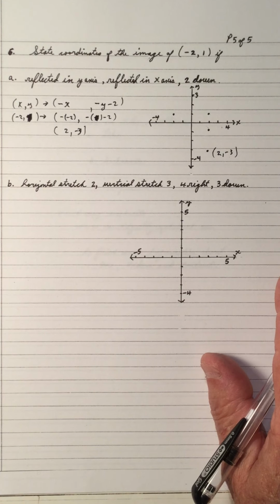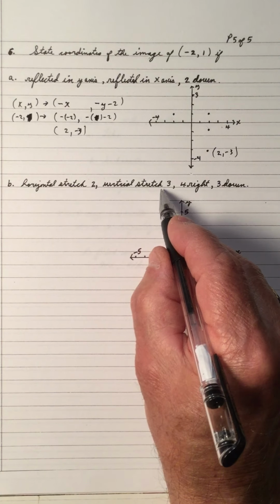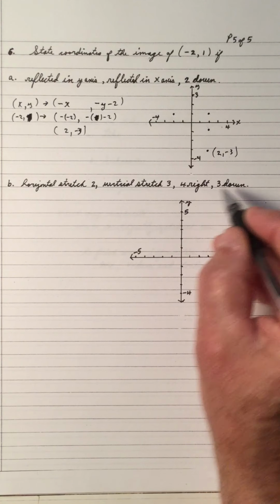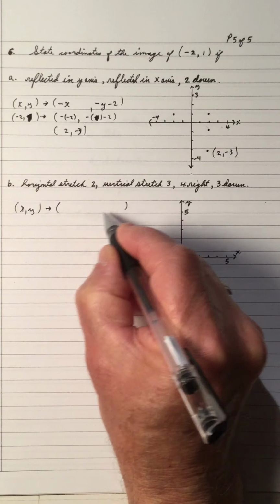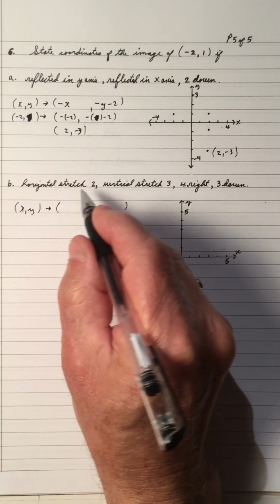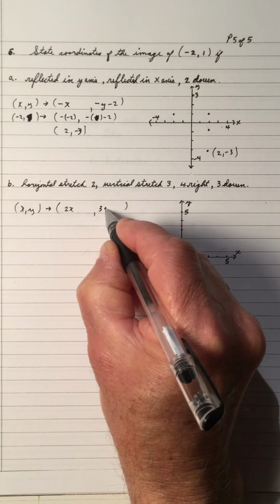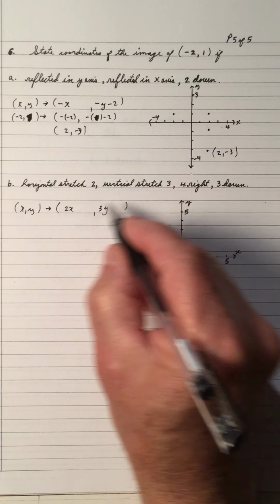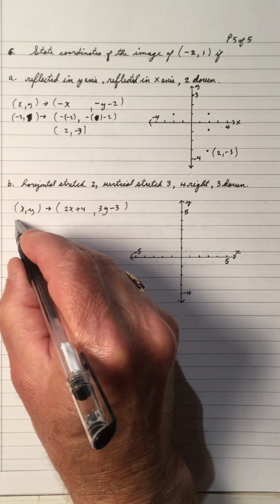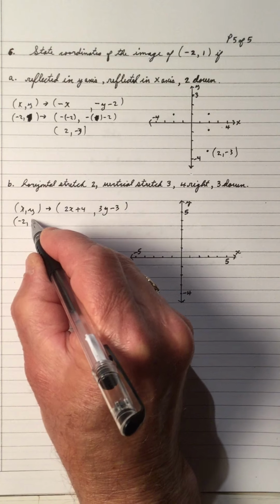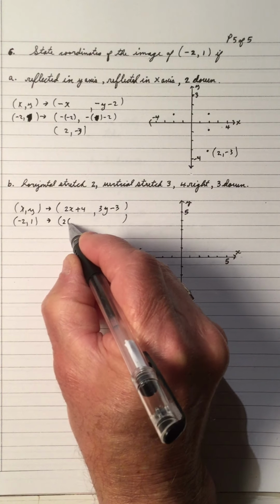Gotta be careful. And B, a horizontal stretch of 2, a vertical stretch of 3, and 4 right and 3 down. Again, let's do the ordered pair, as in the mapping rule. Horizontal stretch of 2, so it's 2 on the X. Vertical stretch of 3, so it's a 3 on the Y, 3 times. Right 4 is a plus 4. Down 3 is a minus 3. So we take the point, negative 2, 1. Plug that in, or sub it in, I should say.